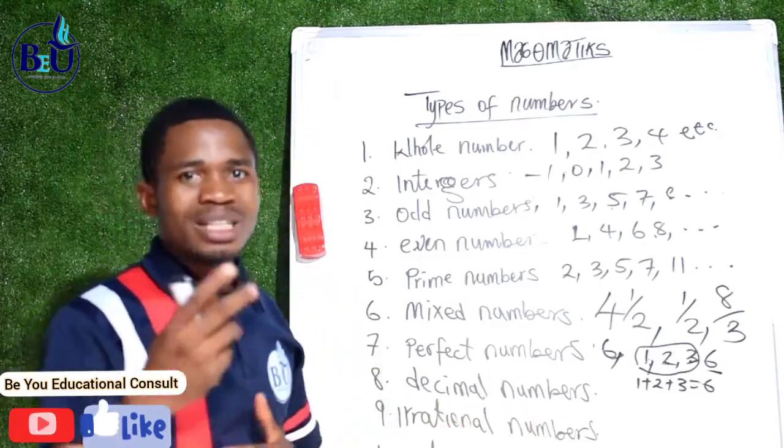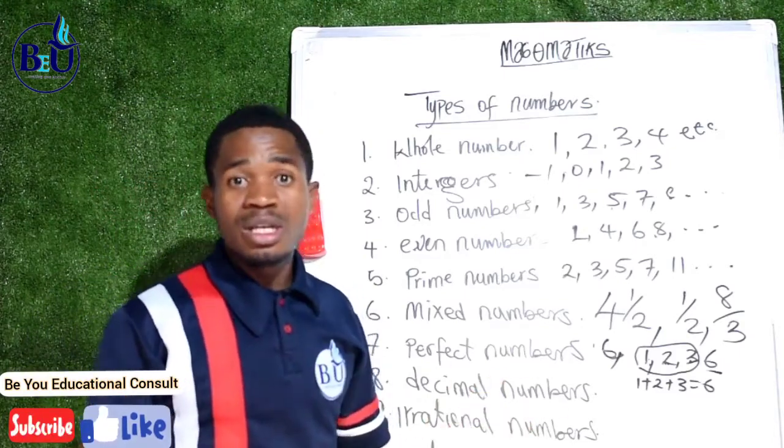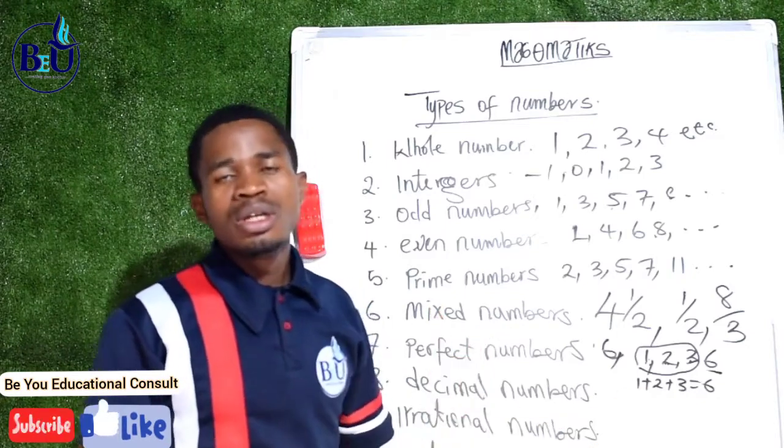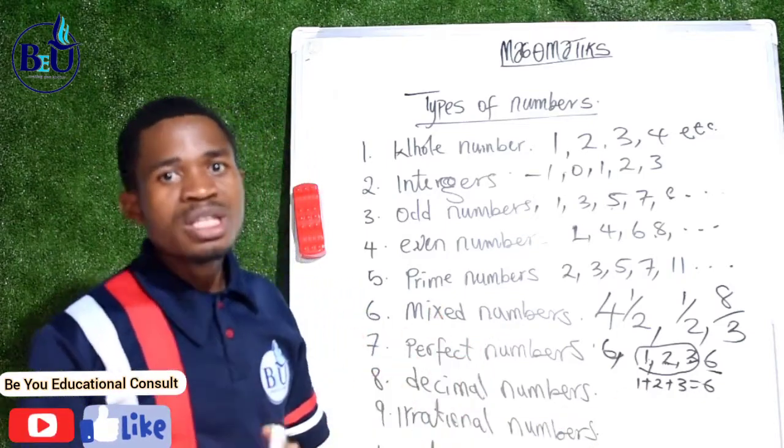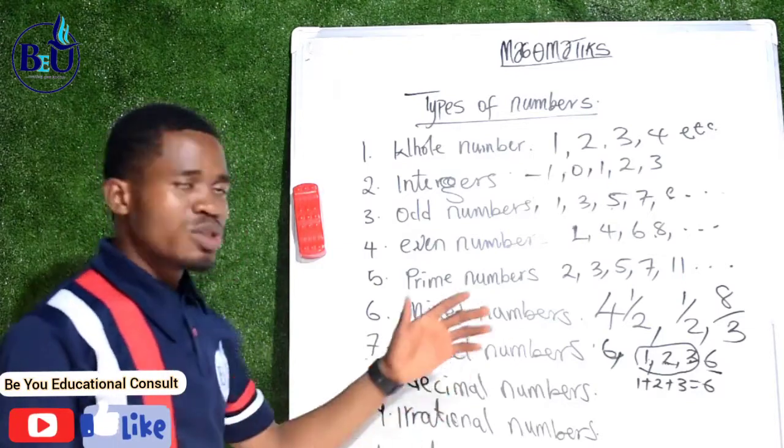Another example is 28. If you like, you can check how 28 is a perfect number. Add all the factors of 28, excluding 28 itself. You see that 28 is also a perfect number.